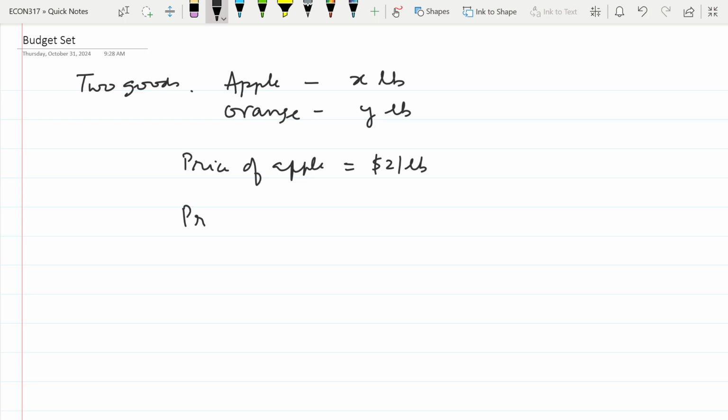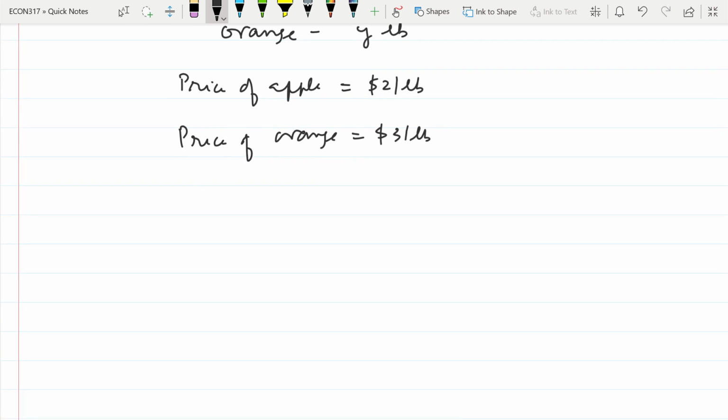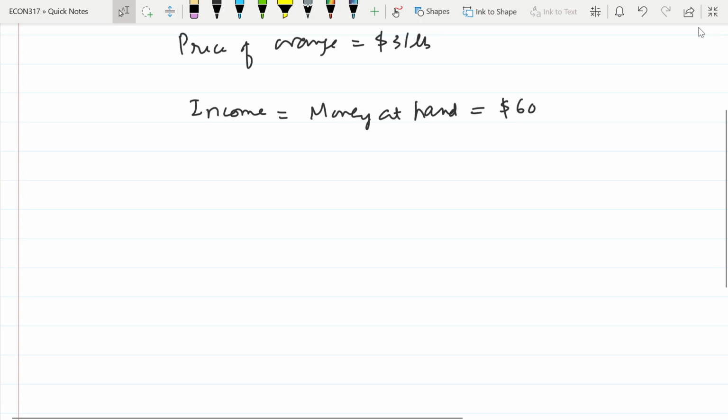We also need to know the price of orange, $3 per pound. And then we need to know the income at hand, the money available to spend. I will write it either income or money available at hand. Let's take this to be $60. And we want to draw the budget set given this information.